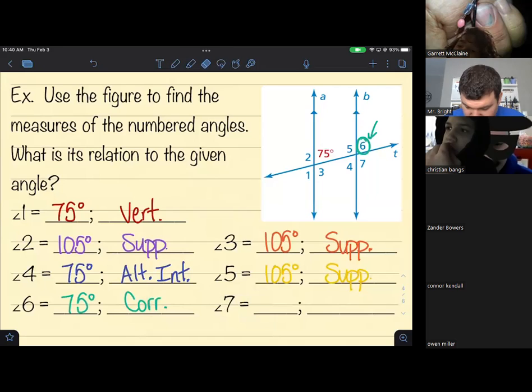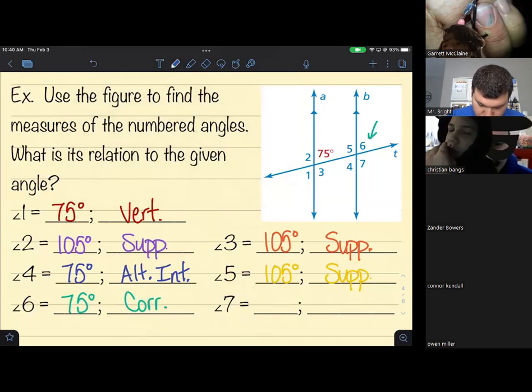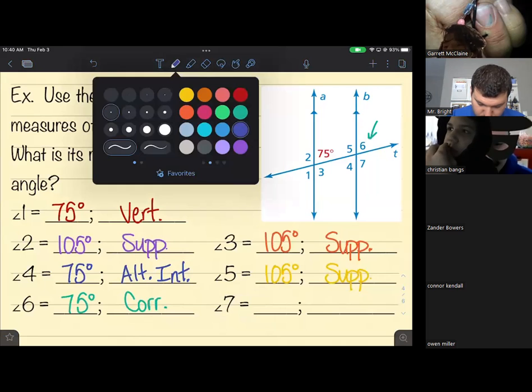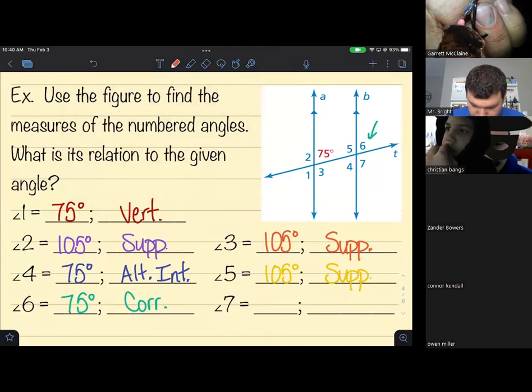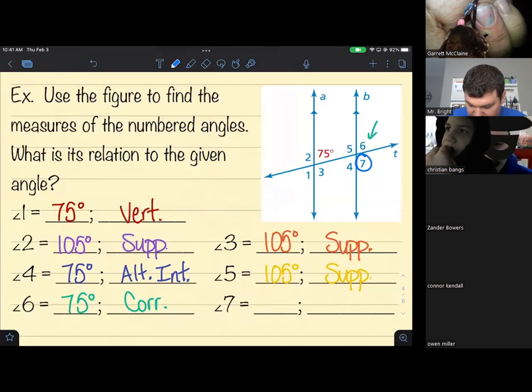Okay, and then our last one here is angle 7. Chloe Sheasley, can you tell me about angle 7? It's 105 degrees and supplementary. That's exactly right. 105 degrees and supplementary. Awesome. Okay.